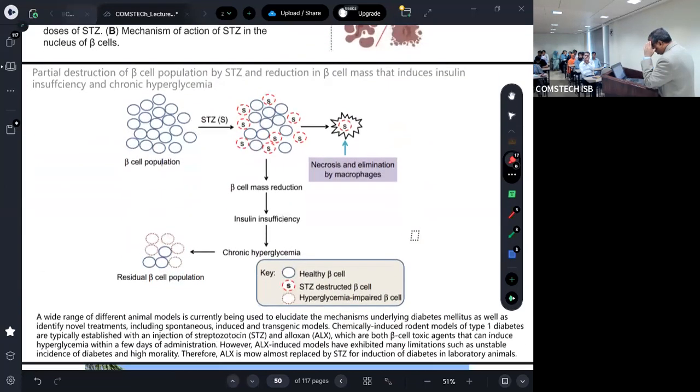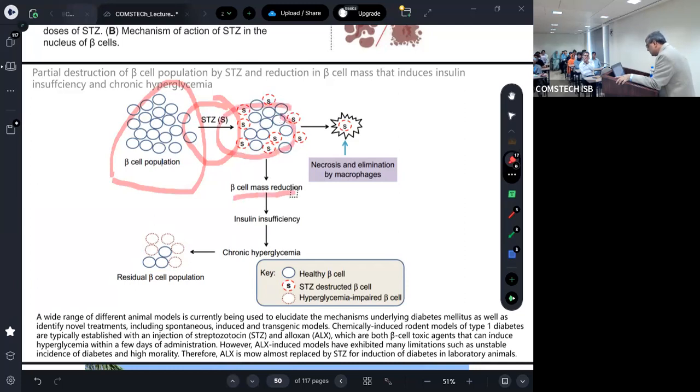It sits in the beta cell population. If you give streptozotocin and all cells are destroyed, it will be type 1 diabetes. If not all, it will be type 2 diabetes. So our purpose is not to destroy all the cells, only some of the cells. It destroys some of the cells and some cells remain.